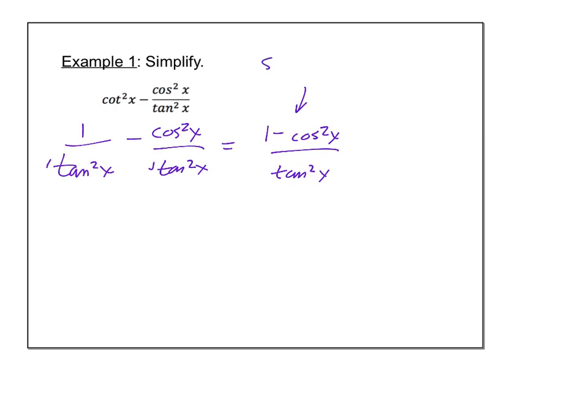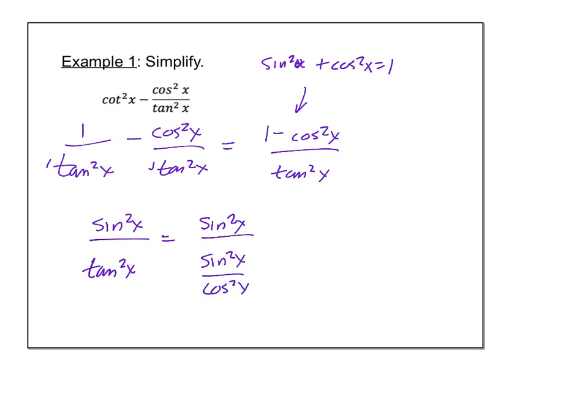And then I have to remember sine squared x plus cosine squared x equals 1. With a little maneuvering, I can rewrite this as sine squared x over tangent squared x. So now I'm making it even simpler. I'm going to go a step further and say the top is sine squared x, and tangent rewritten is sine squared x over cosine squared x. So I've got a fraction within a fraction. I know I made it a little more complicated, but I did that to make it significantly simpler in the long run.